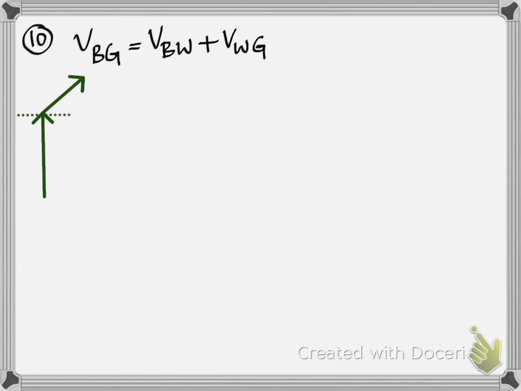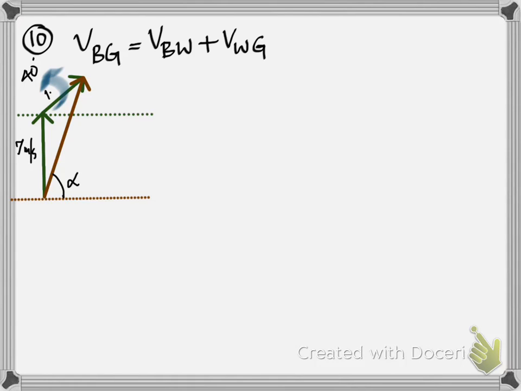Okay, so the velocity of the boat with respect to the ground is equal to the velocity of the boat with respect to the water plus the velocity of the water with respect to the ground. Okay, let me slow that down. I hope you understand that. The 40 degrees is given, and 7 meters per second is the velocity of the boat with respect to the water.